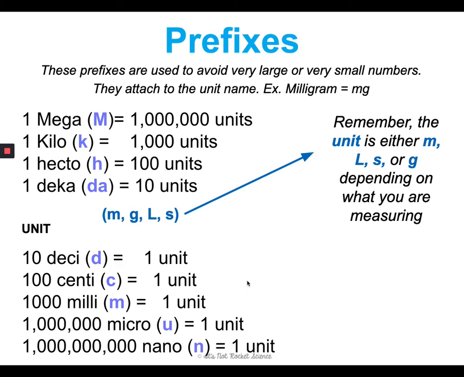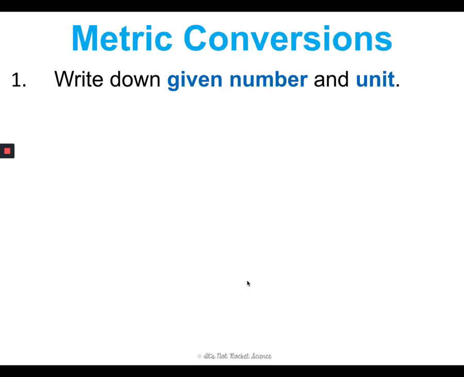So it all depends on what you are measuring. So in metric conversions, you write down the given number and unit. For instance, if I say, hey, I want to run, I'm going to use cross country again, I want to run 5 kilometers in X amount of time. How fast am I going? You would write down the given number, which is 5, and the unit is kilometers.